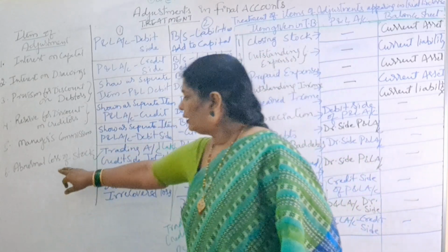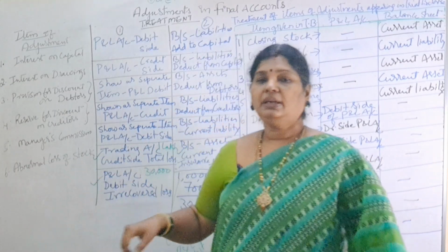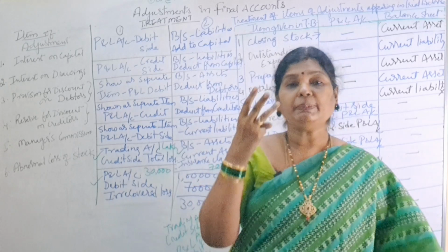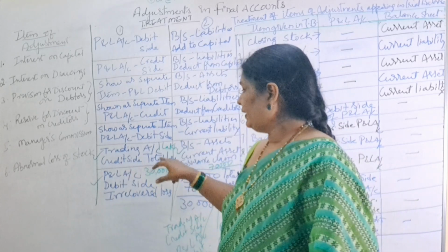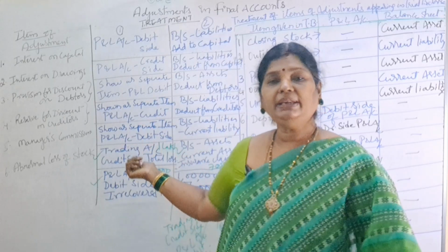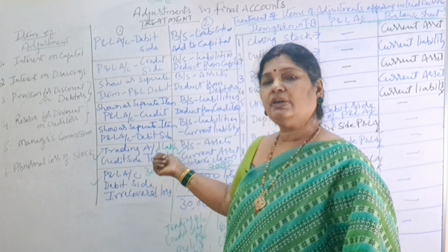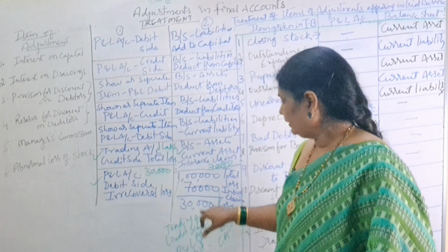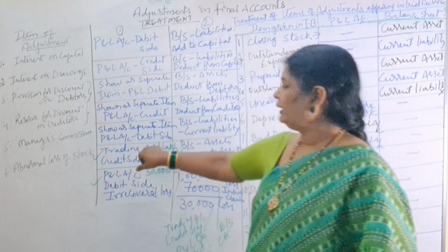Next, abnormal loss of stock. This loss we have to show in 3 places. Okay, what's the first effect? Go to trading account. After closing stock, you have to write by loss due to fire. Total loss you have to write. How much loss have we incurred totally? 1 lakh. This you have to write in trading account.